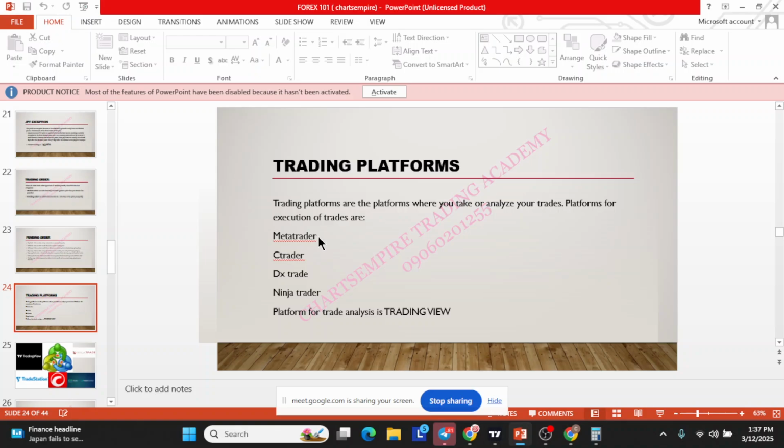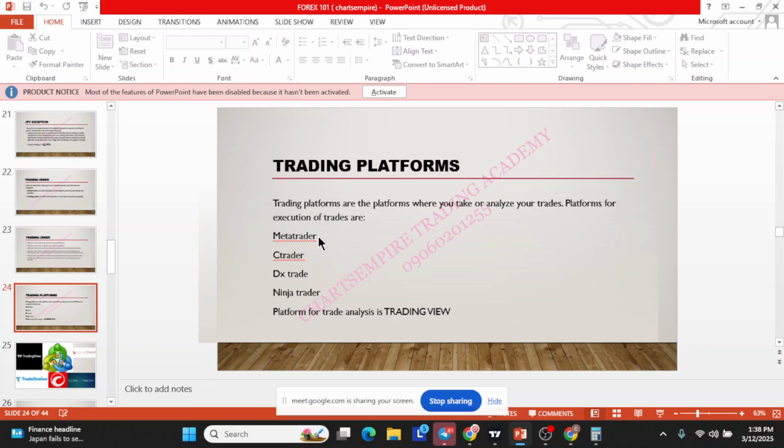So we'll be using the MetaTrader for executing our trade. If we want to place a buy trade, we want to place a sell trade, we want to trail our profit, we want to trail our stop, we are doing all of that on the MetaTrader application.